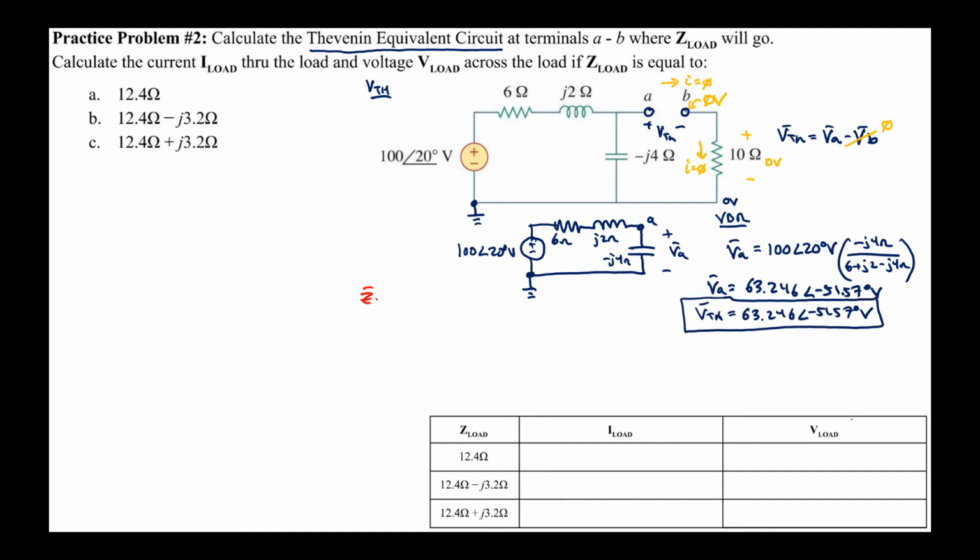Now let's solve for Z Thevenin. For Z Thevenin, I need to kill the sources and remove the load. The load is already removed, so kill the source means replacing that voltage source with a short.